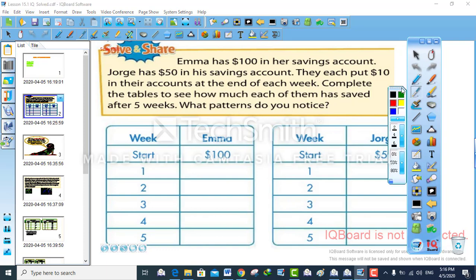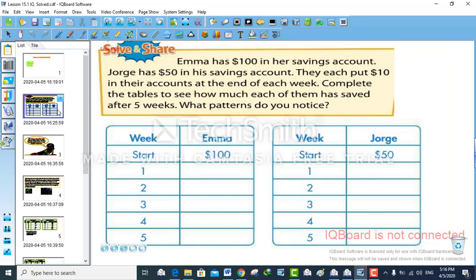So let's start. Here we have Emma. Emma has $100. Each time we will add $10. So when we add $10 here, the 100 will be $110. Then another 10, $120, $130, $140, $150. Each time just add 10.